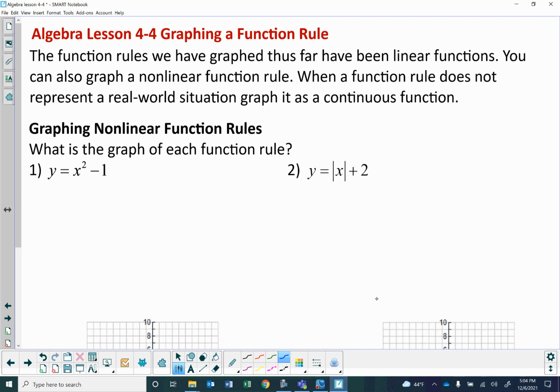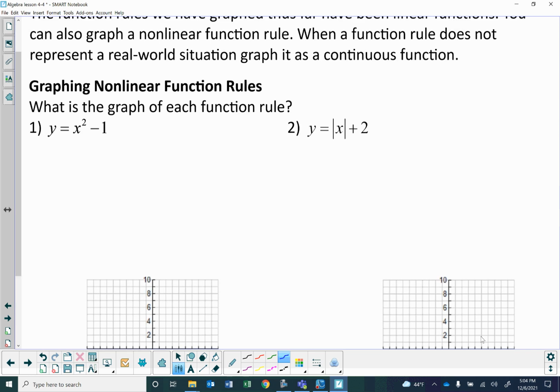I did say that sometimes you will have nonlinear functions. The function rules we've graphed so far have been linear. You will also graph nonlinear functions. When a function rule does not represent a real world situation, it is a continuous function. So let's look at some nonlinear graphs that we're going to graph.